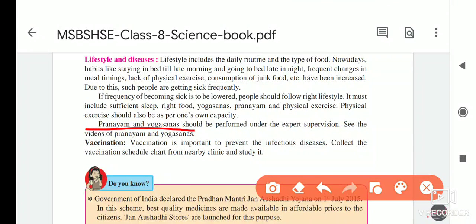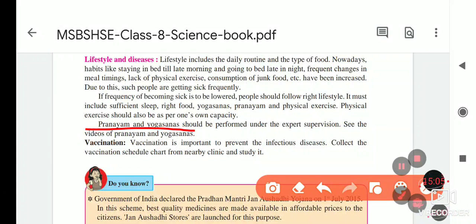It is important, as you know that it increases the efficiency of the body, and it also increases the strength of the body. Again, our body becomes fit and fine because of pranayams and yogasanas.